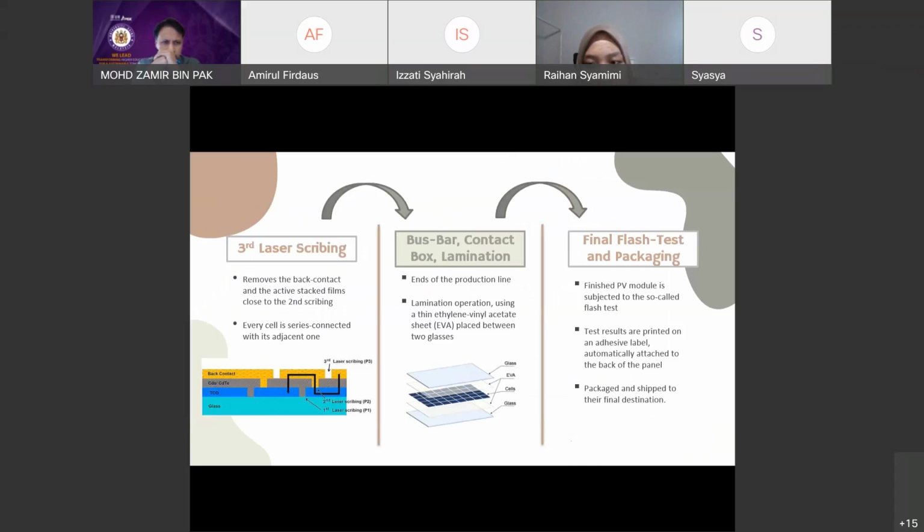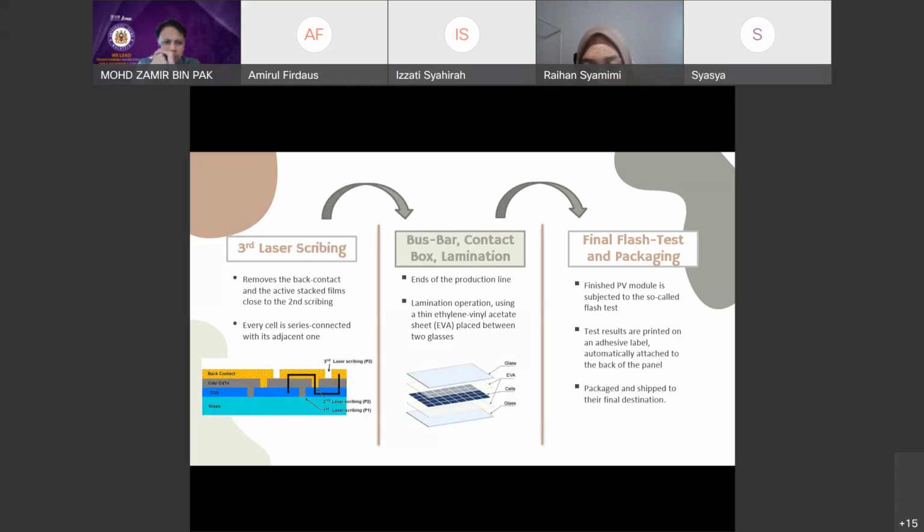Then the third layer scribing takes place, where this scribing removes the back contact and the active stack film close to the second scribing, keeping the underneath TCO layer as unchanged as possible. In this way, every cell is series connected with its adjacent one, as shown in the figure. The production line ends with the installation of the bus bar and a junction box with the external cables.